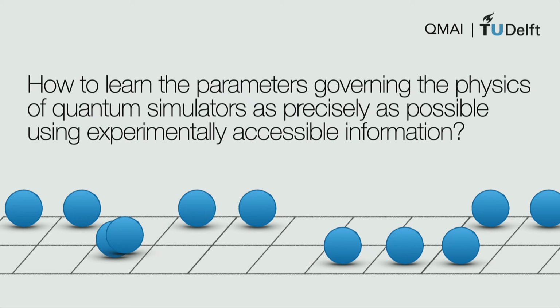So then the question is, how do we learn the parameters that govern the physics of these large-scale simulators? Because I cannot diagonalize it, and even if I could, how do I know what my toy model has to do with the experiment, right? So we want to solve an inverse problem. We want to take the experimentally accessible information and learn the Hamiltonian. You already heard from Francesca in the morning that this is very important. So I am going to give you a super minimal example of how one can do that in this platform.